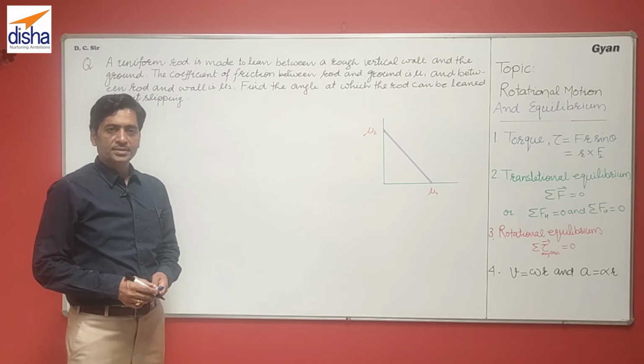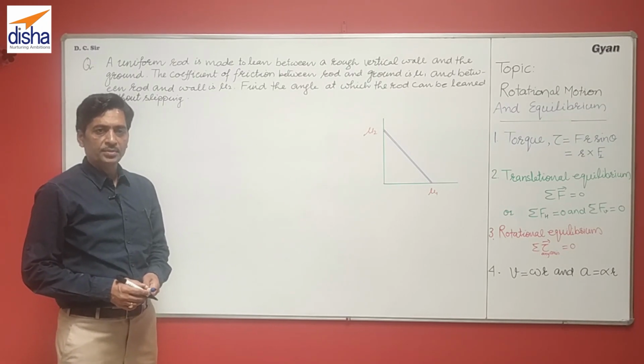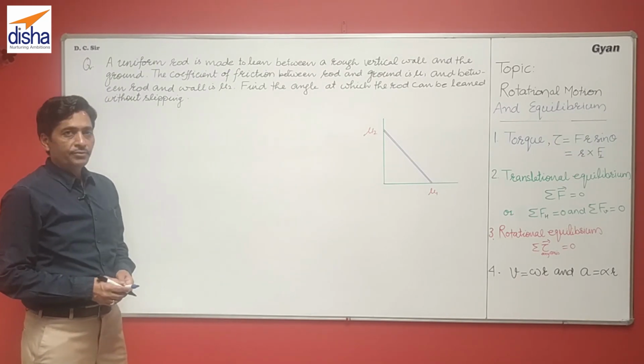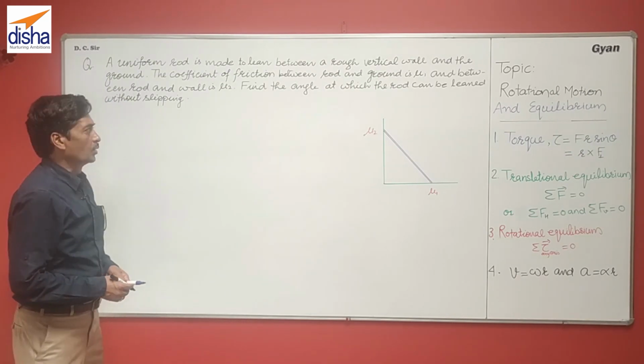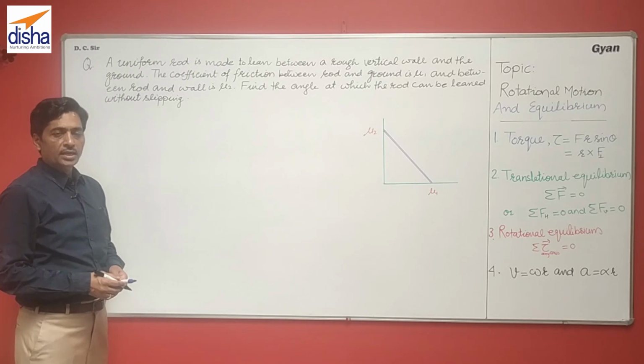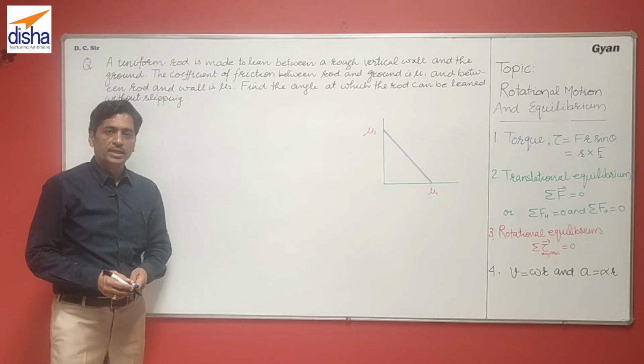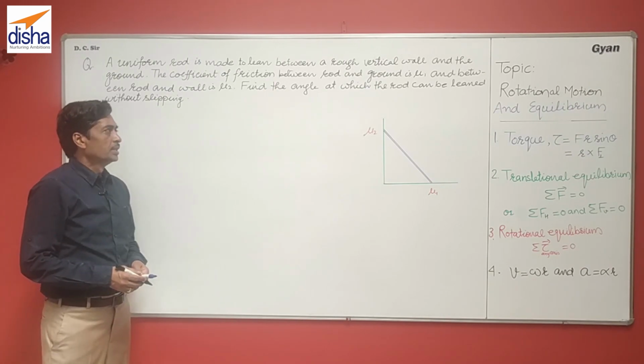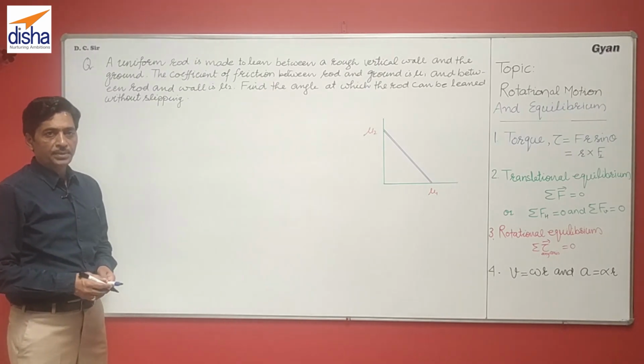Students, I am going to discuss a problem of equilibrium. The problem is: a uniform rod is made to lean between a rough vertical wall and the ground. The coefficient of friction between rod and the ground is mu1, and that between rod and the wall is mu2. Find the angle at which the rod can be leaned without slipping.